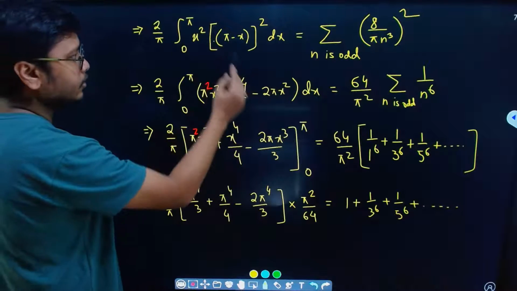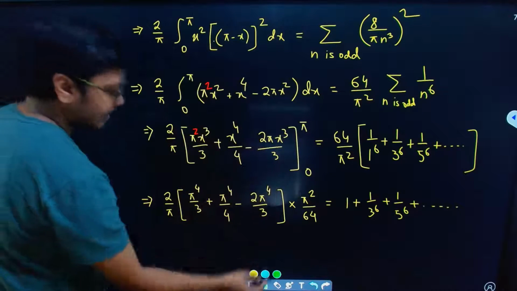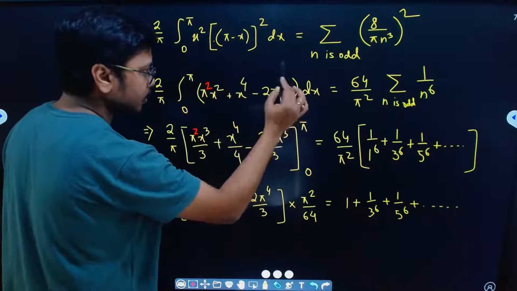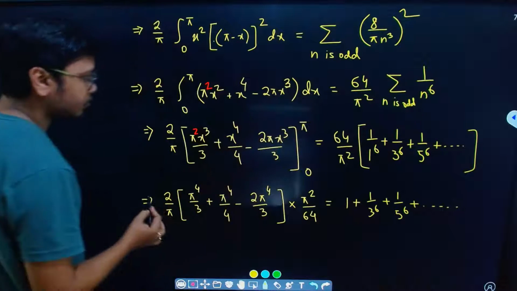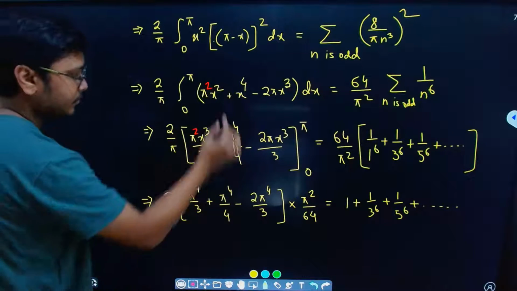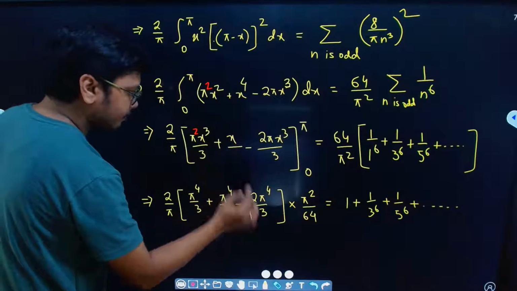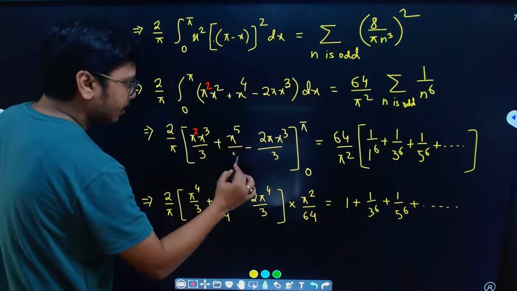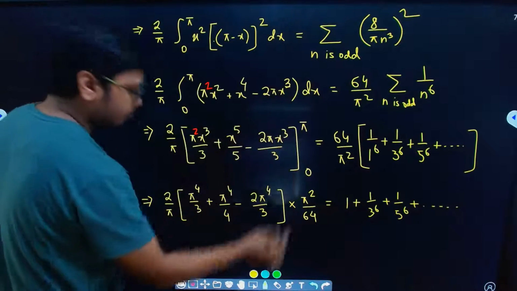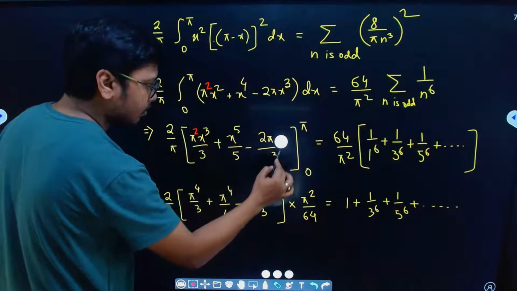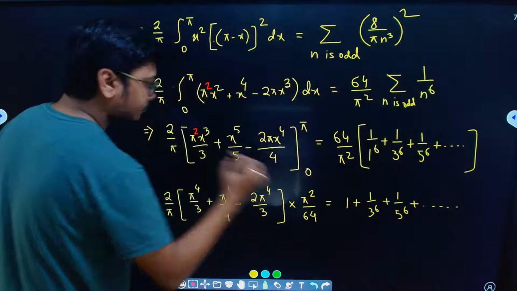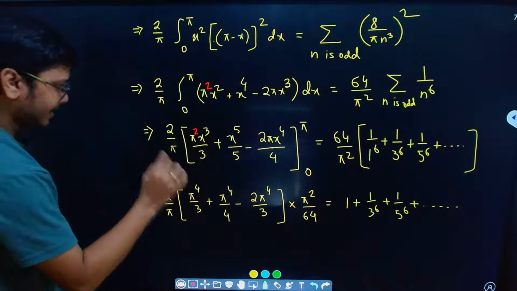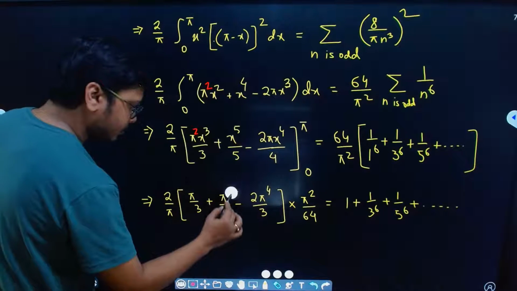Then I have a minus 2 pi x multiplied with the x square. So this is x cube. Okay, so I was lagging behind one power. So it will be x cube. So this is going to be x cube by 3. This is going to be x to the power 5 upon 5. This is going to be x to the power 4 upon 4. Okay, x to the power 4 upon 4. Acha. So that means this is all changing.